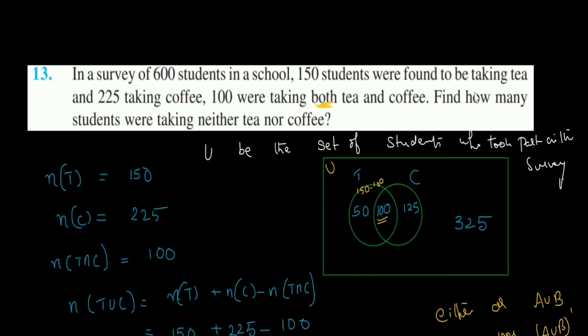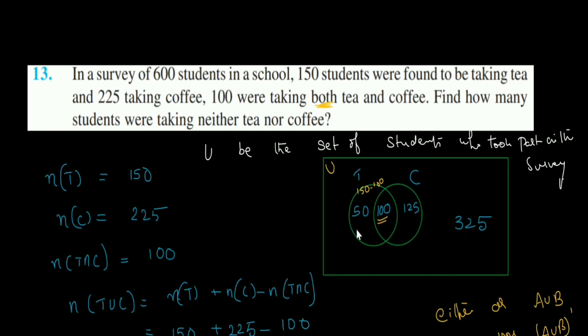Now come to coffee. How many take coffee? 225. How many take both? 100. So you have already written 100. So this is the circle for coffee. Already you wrote 100. So how many more? 225 minus 100, that is equal to 125. You have to write it here. 125 take only coffee. 100 take both coffee and tea. This is only coffee. This is only tea.